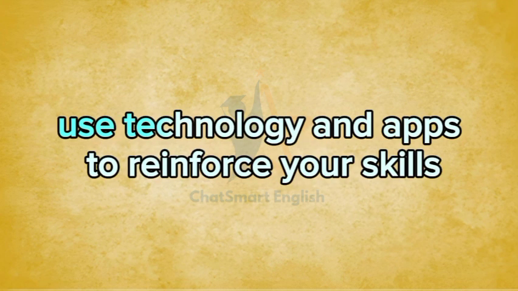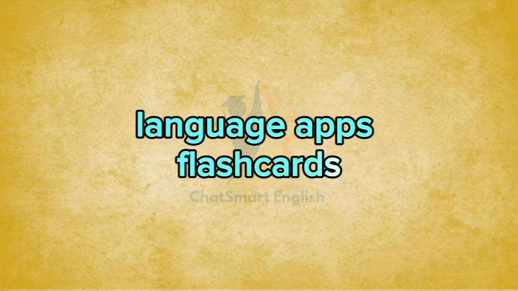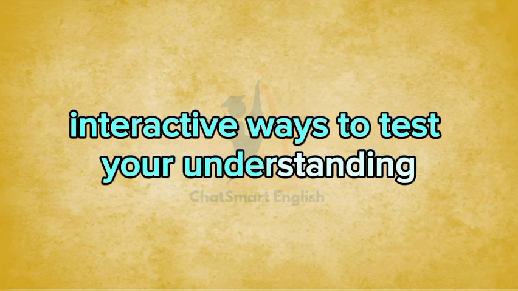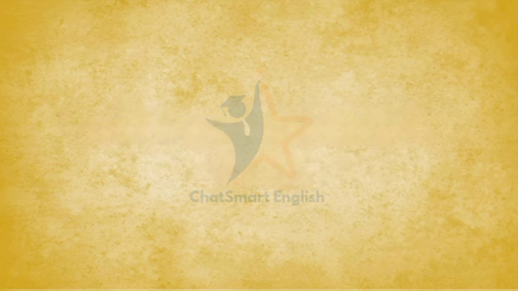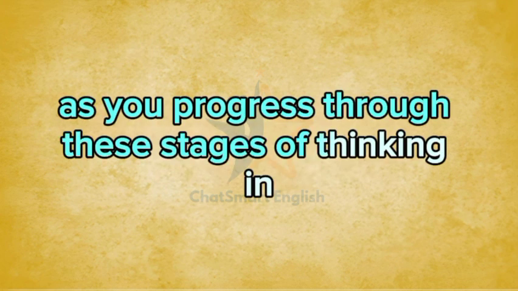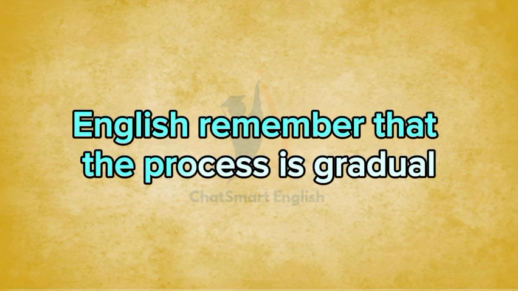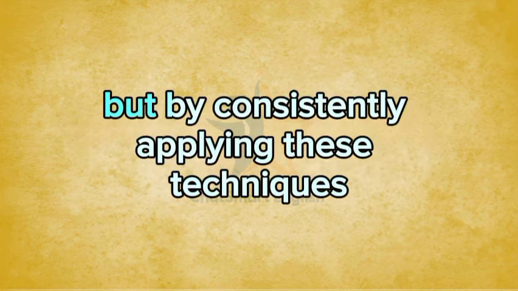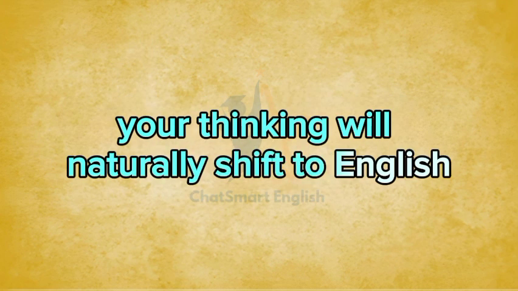Additionally, use technology and apps to reinforce your skills. Language apps, flashcards, or online exercises can provide quick, interactive ways to test your understanding and keep your brain sharp. As you progress through these stages of thinking in English, remember that the process is gradual. You might not become fluent overnight, but by consistently applying these techniques, your thinking will naturally shift to English.